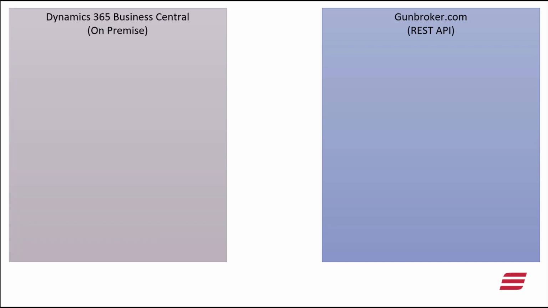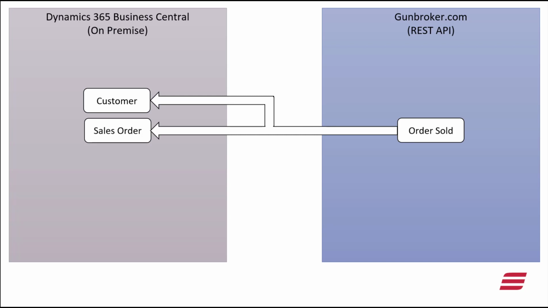The project I want to use for my example involves an integration between Business Central, on-premise, and gunbroker.com. Gunbroker has a well-documented REST API which we were able to use for this project, and we already have a standard connector for Business Central, so no worries. When we were first approached, we were given two requirements. First, for every order sold through Gunbroker, create or edit a customer record in Business Central. And second, import the order to Business Central as a sales order. Sounds pretty simple, right?